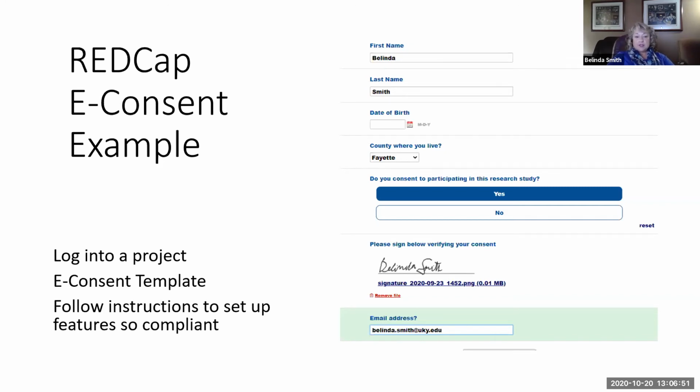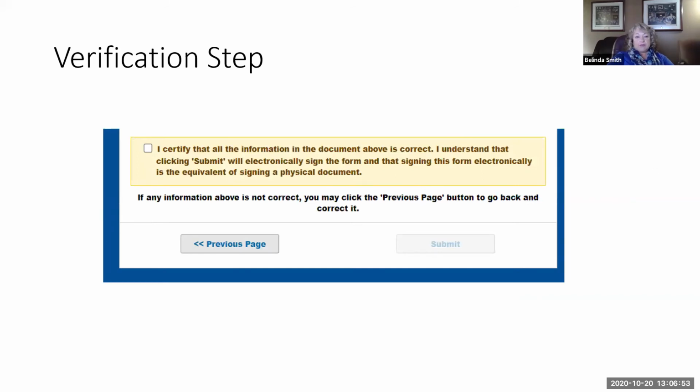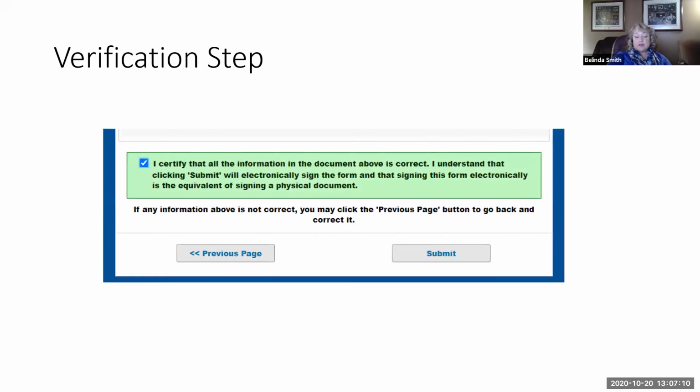And then there's an additional verification step that says, I certify that the information in the document is correct, and I understand that clicking submit will electronically sign the form. And signing this form electronically is equivalent to my physical signature. Upon submitting that, you get the green box, and copies will also be sent by email to the subject, the research participant.